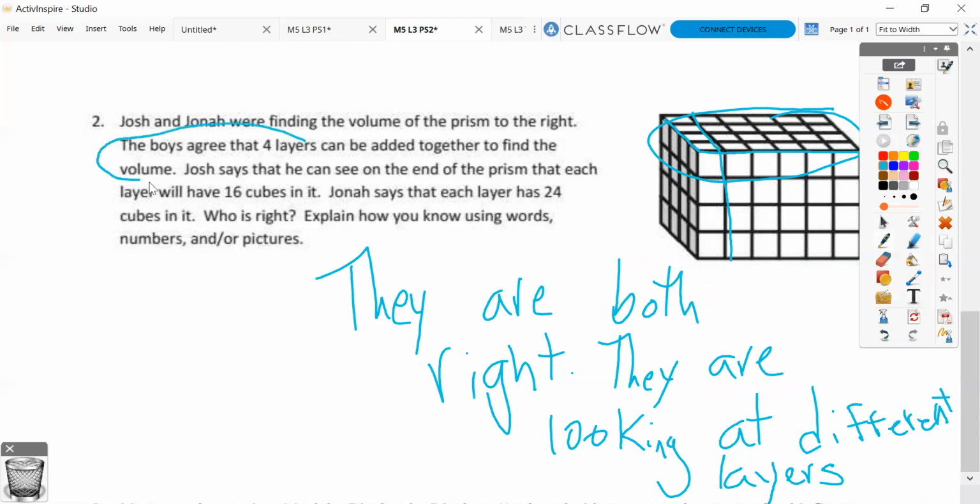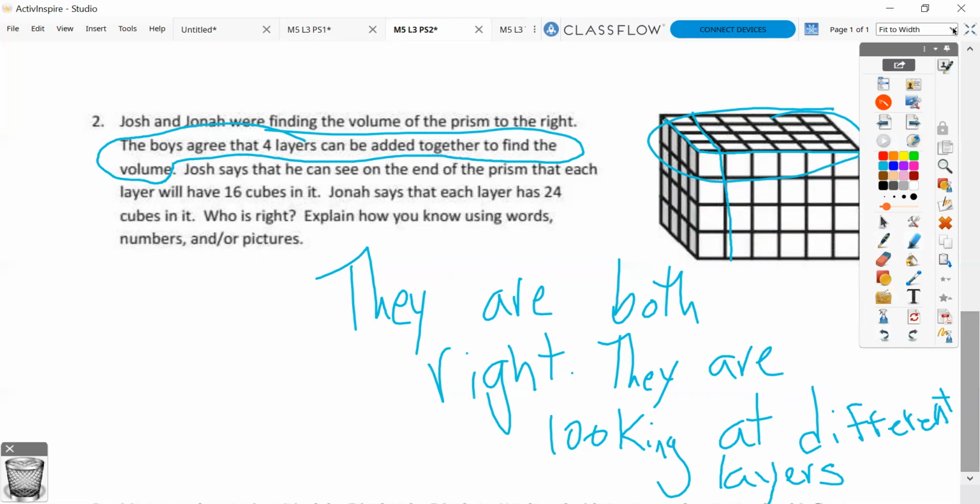But we got to come back up here and say the boys agreed that the 4 layers can be added together. Oh, wait. So maybe they're not both right. So this is 1 layer, 2 layer, 3 layer, 4 layer, 5 layer, 6 layer. Ooh, that's okay. And this is 1 layer, 2 layer, 3 layer, 4 layer. So who's right?